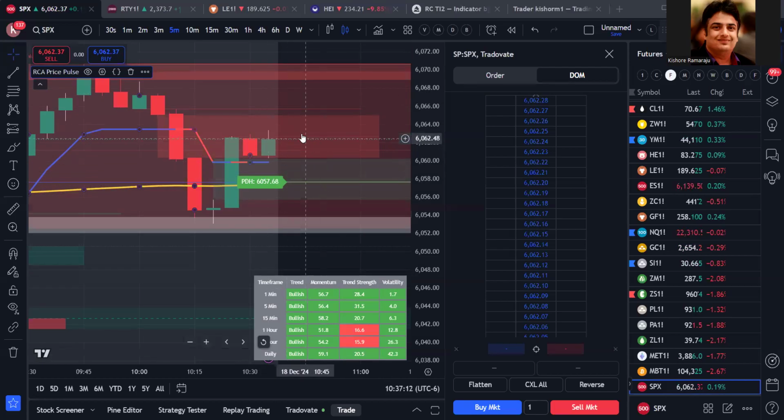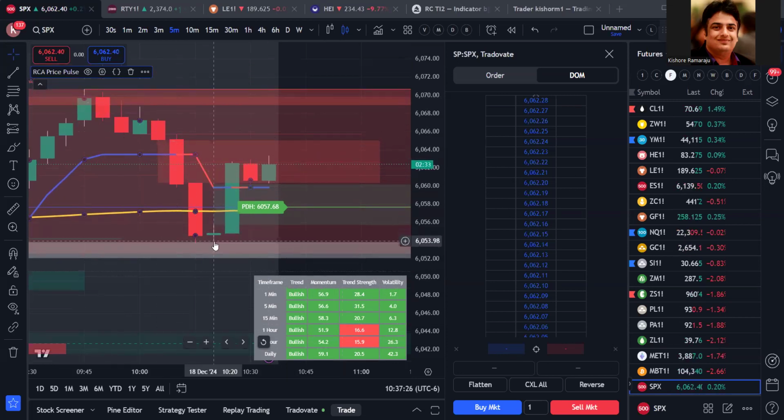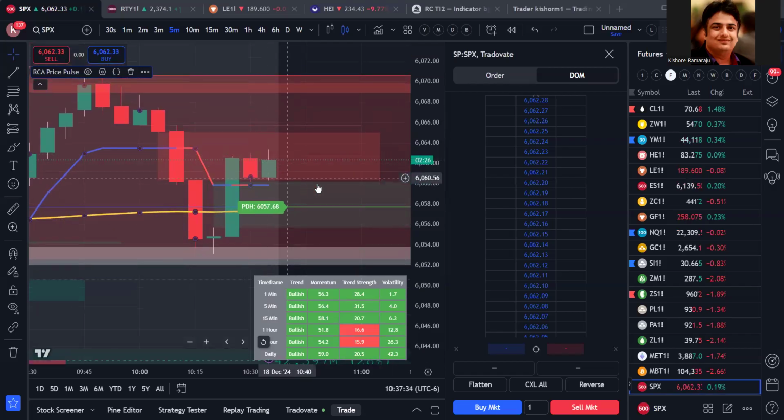So how do we know why we have to take long? One is the price is above the line. Second is your table is telling that it is mainly bullish. So there is a high possibility, right? Price came, touched the equilibrium. Equilibrium is acting as a support, and then again it is going up. So there is a very high possibility.